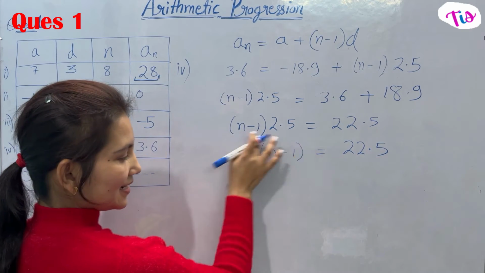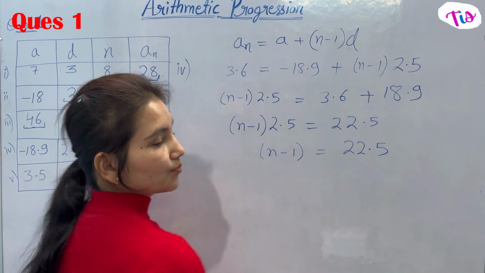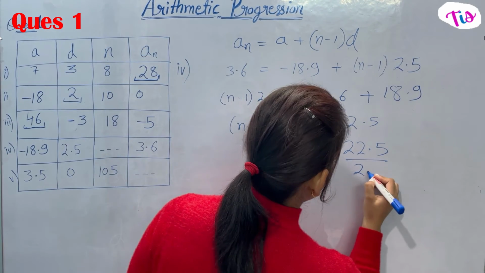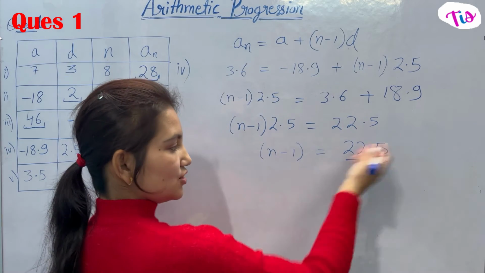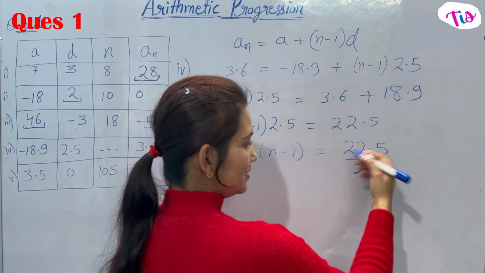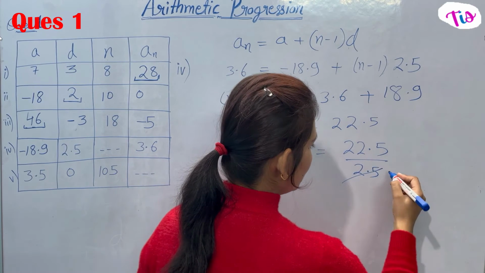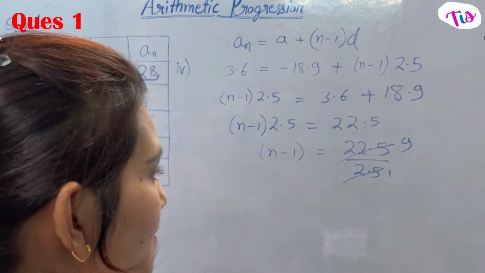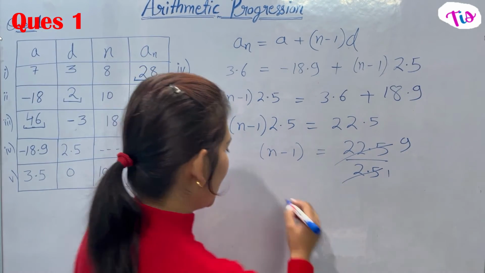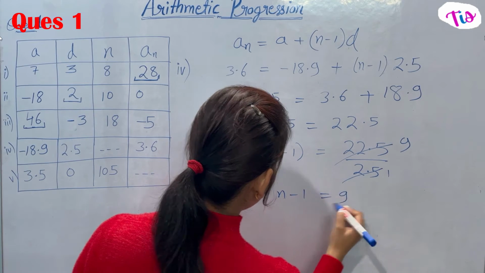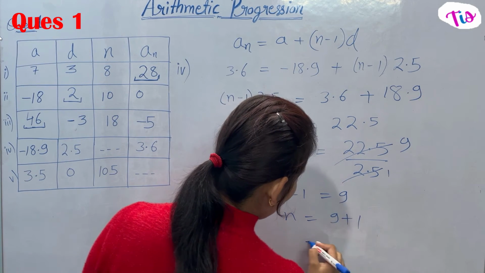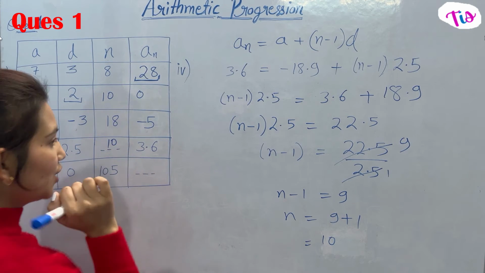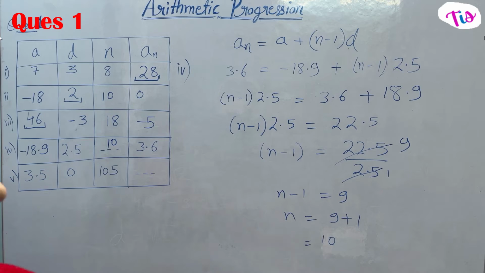Now N minus 1 is equal to 22.5, and anything that is in multiplication here will go at the bottom. So it will be 2.5, right? Now you'll just cancel it out. 2.5 cancelled, just cut it. 22.5 divided by 2.5 becomes 9. So N minus 1 is equal to 9, then N is equal to 9 plus 1, and 9 plus 1 is 10. So the value of N here is 10. Now let's solve the fifth part.